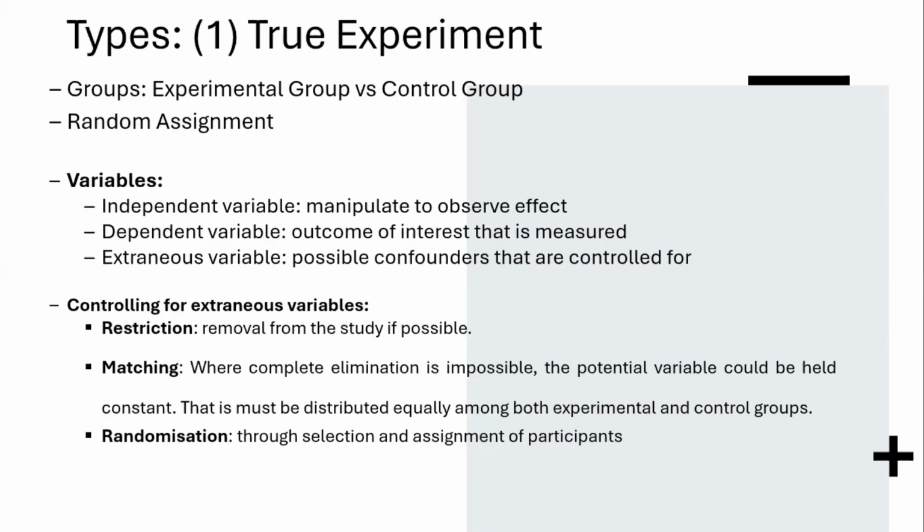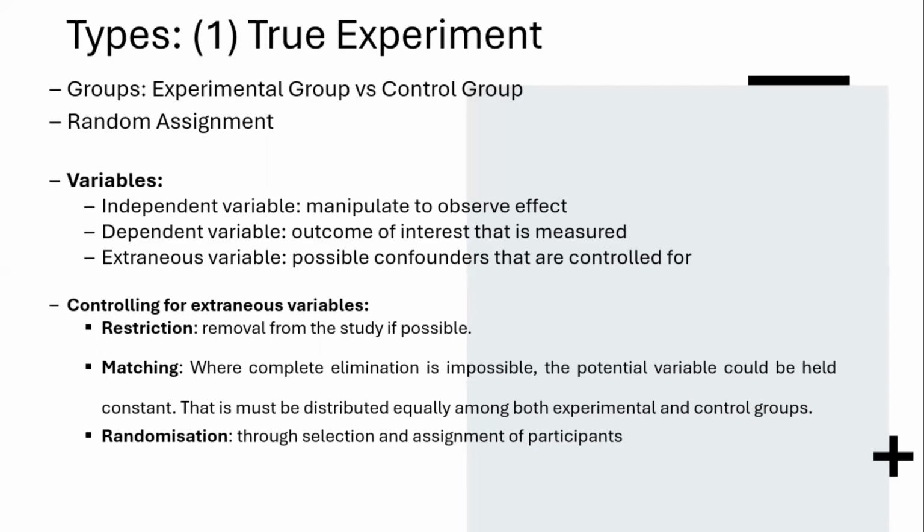Is that okay? So mostly randomization happens after you have recruited your participants. You can do restriction before you recruit. You can match during recruitment, but after recruitment, you do randomization. Do you understand this? Yes, please. Good. So they will all work at different stages of the experiment.